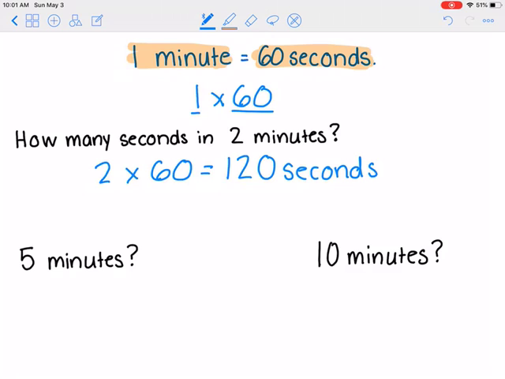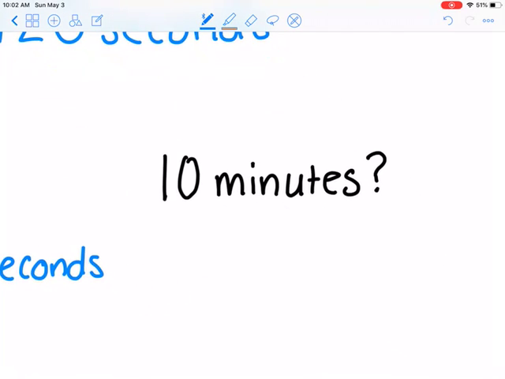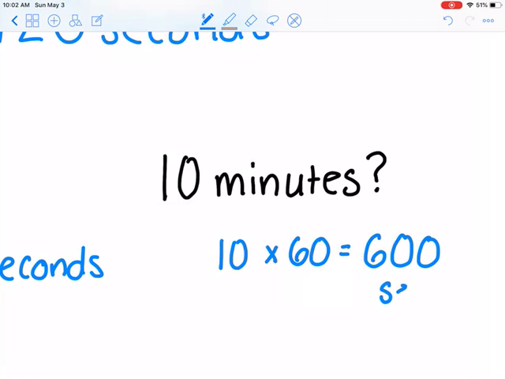I'm going to do the same exact thing: 5 minutes times 60 seconds in each minute. I know that 5 times 6 is 30, so 5 times 60 is 300 seconds. Now they want us to look at it for 10 minutes: 10 minutes with 60 seconds in each minute. I know that 1 times 6 is 6, so 10 times 60 is 600 seconds.